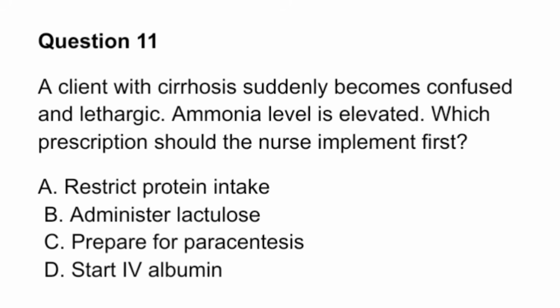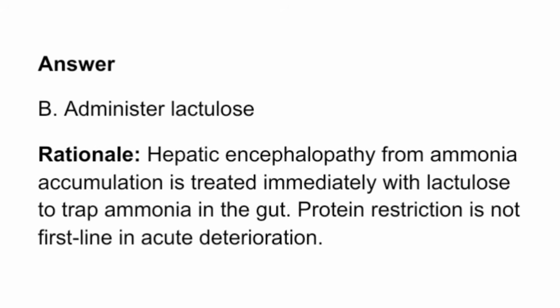Question 11. A client with cirrhosis suddenly becomes confused and lethargic. Ammonia level is elevated. Which prescription should the nurse implement first? A. Restrict protein intake. B. Administer lactulose. C. Prepare for paracentesis. D. Start IV albumin. Answer: B. Administer lactulose. Rationale: Hepatic encephalopathy from ammonia accumulation is treated immediately with lactulose to trap ammonia in the gut. Protein restriction is not first line in acute deterioration.